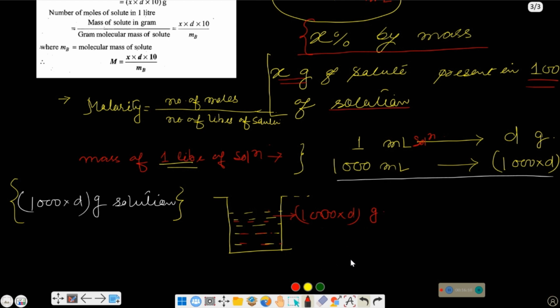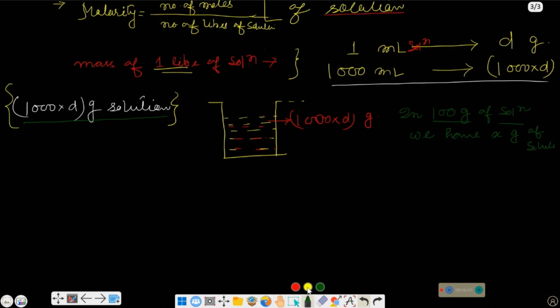One extra piece of information is that in 100 gram of solution we have x gram of solute. So from these two, because we know the solution mass and we know how much solute is present in 100 gram of solution, we can find the mass of the solute. How do we see?